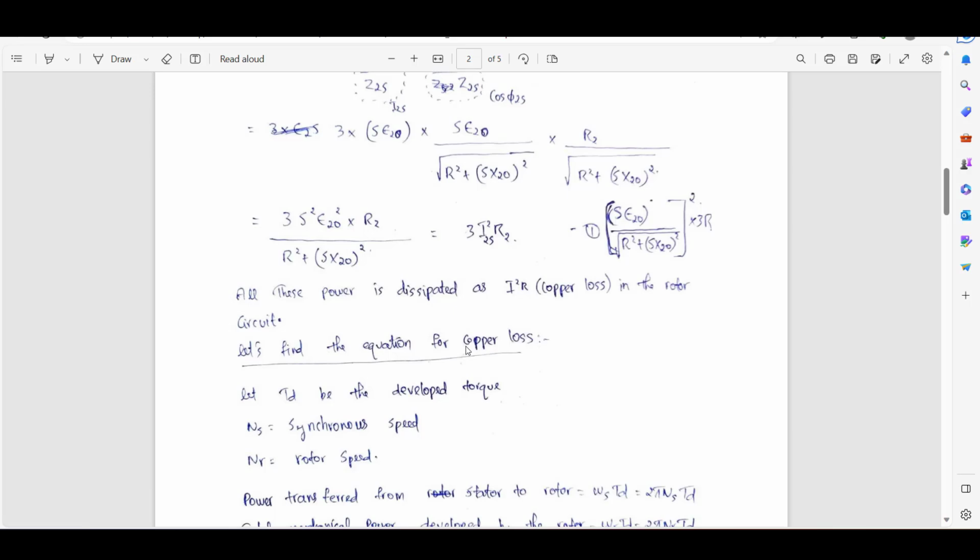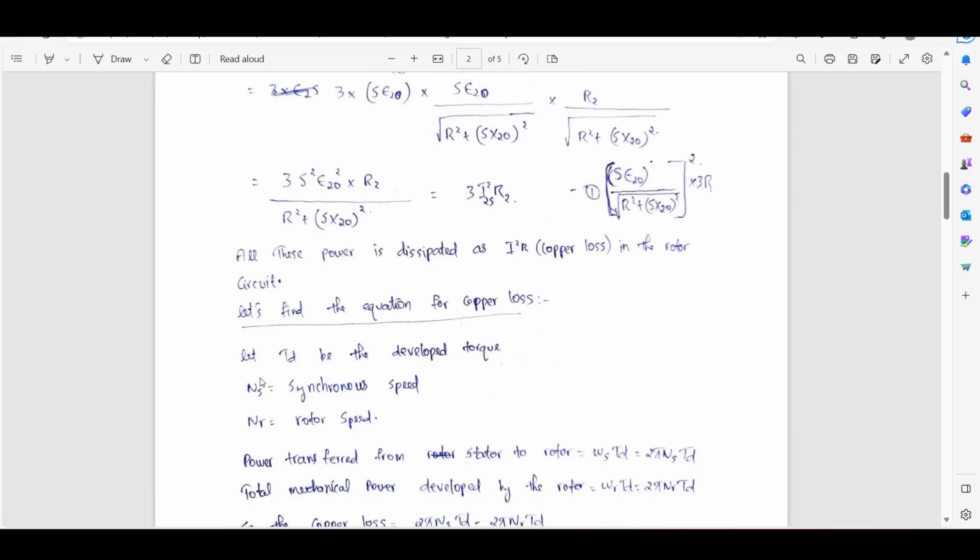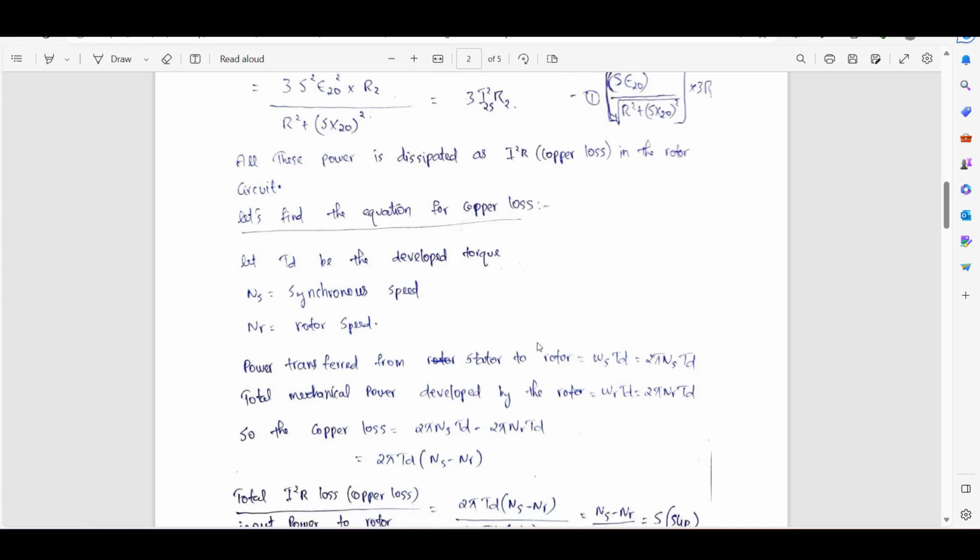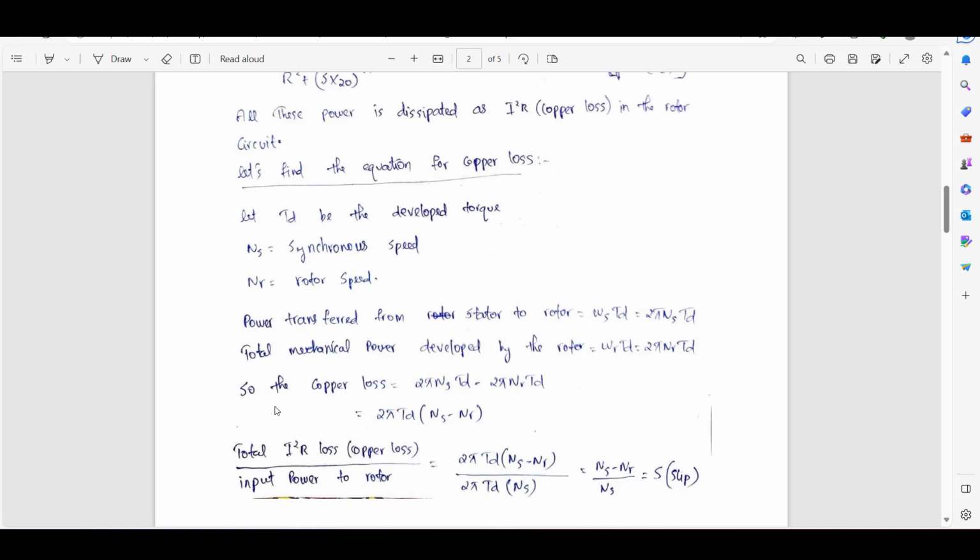Now let us find the equation for copper loss. Suppose Td is the developed torque in the motor, Ns is the synchronous speed, and Nr is the rotor speed. The power transferred from stator to rotor, that is the air gap power, is equal to the angular velocity ωs times Td, that is 2π Ns Td. The total mechanical power developed by the rotor is ωr times Td, that is 2π Nr Td. So this is the air gap power, and this is the mechanical power developed by the rotor. The losses correspond to the copper losses.